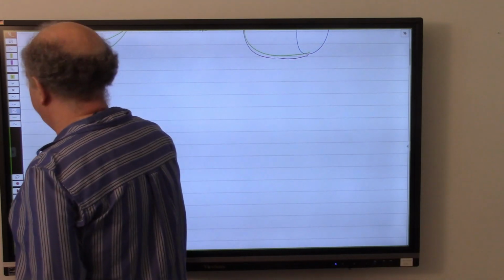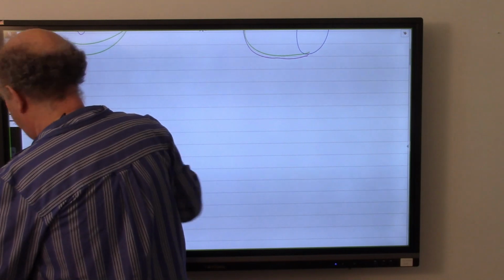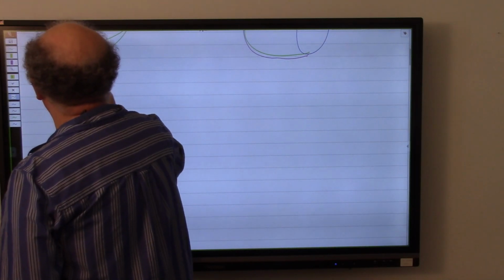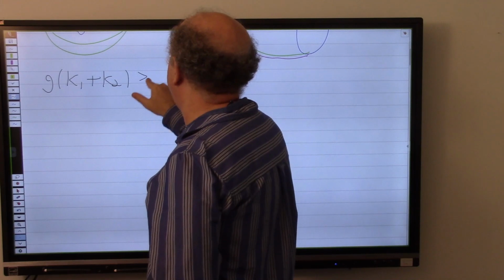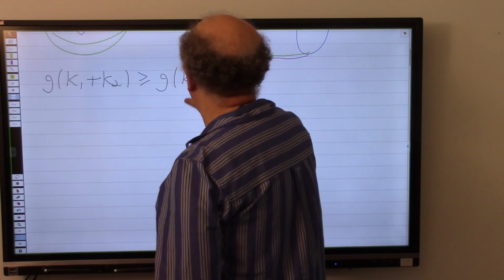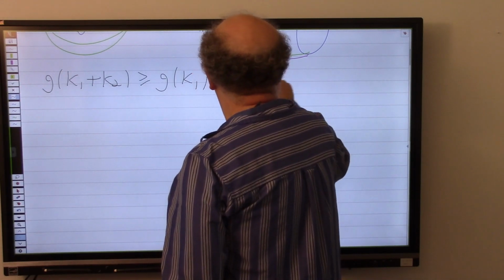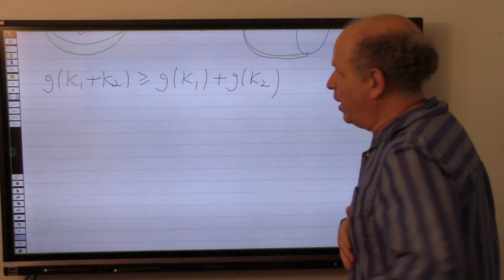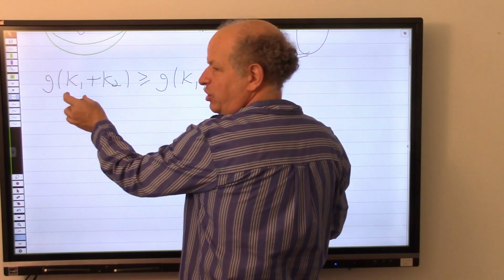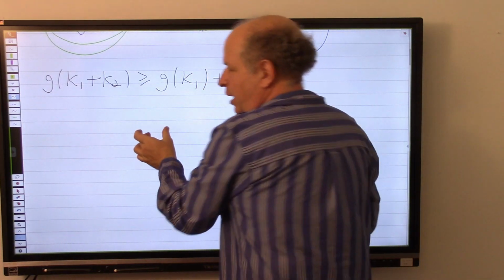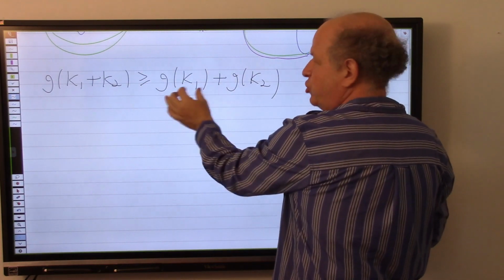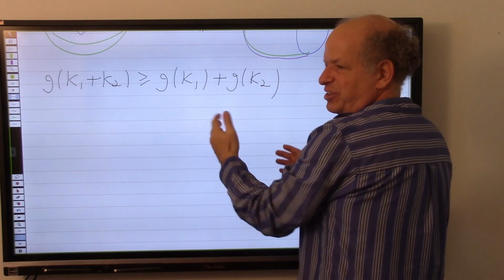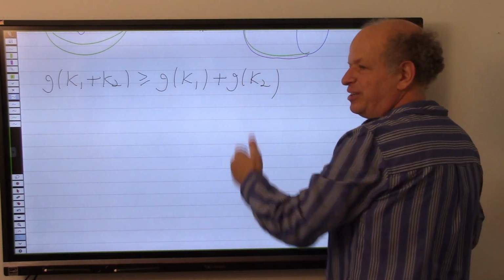So I want to prove now that the genus of K1 plus K2 is greater than or equal to the genus of K1 plus the genus of K2, and that will complete the proof, because we already have the other inequality. So I have a Seifert surface for K1 plus K2, and I need to create Seifert surfaces for K1 and K2 which split the genus between the two.